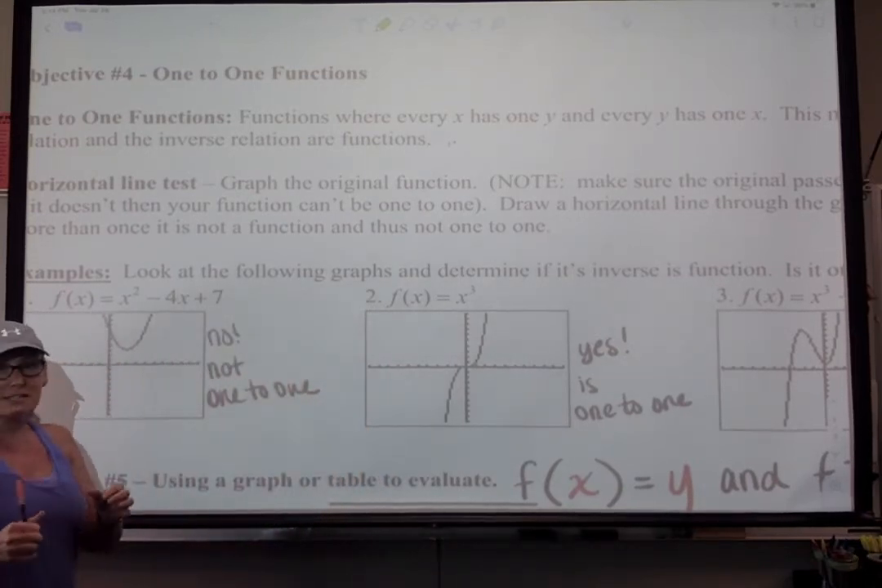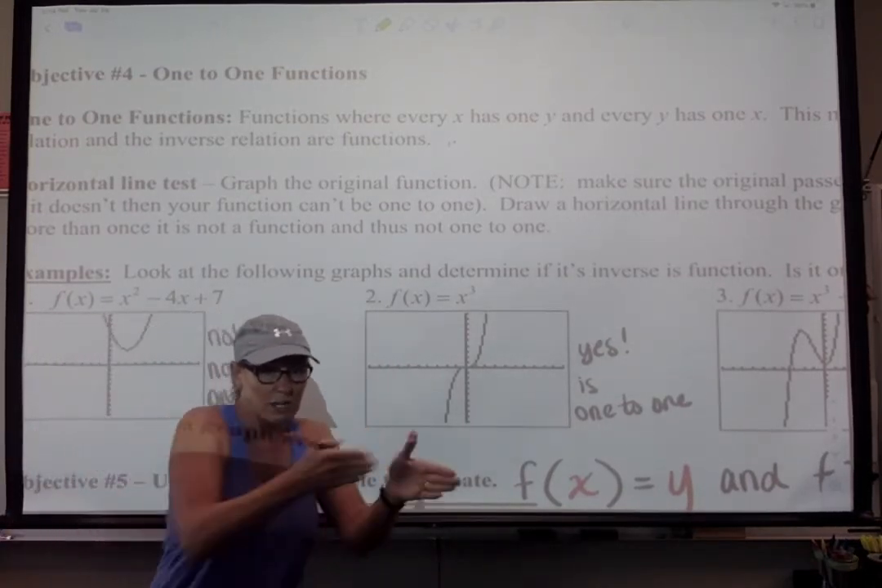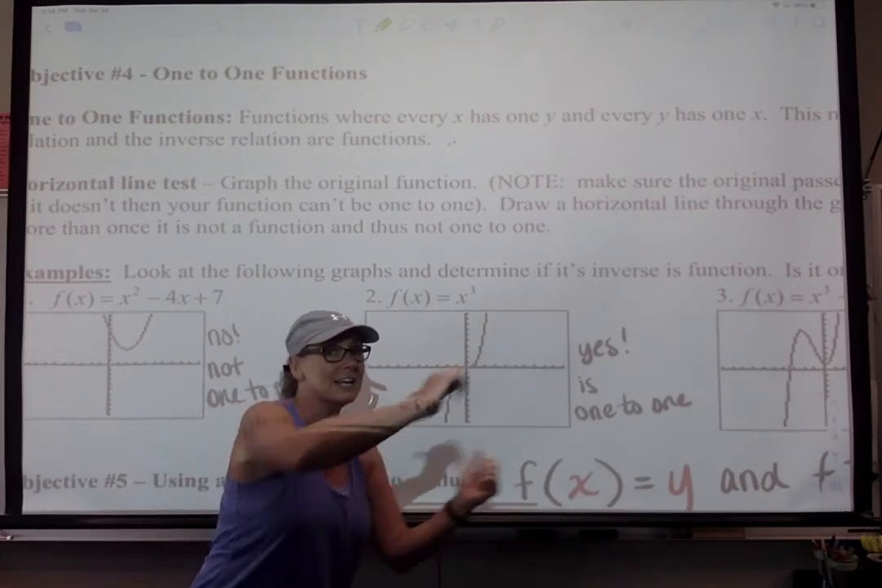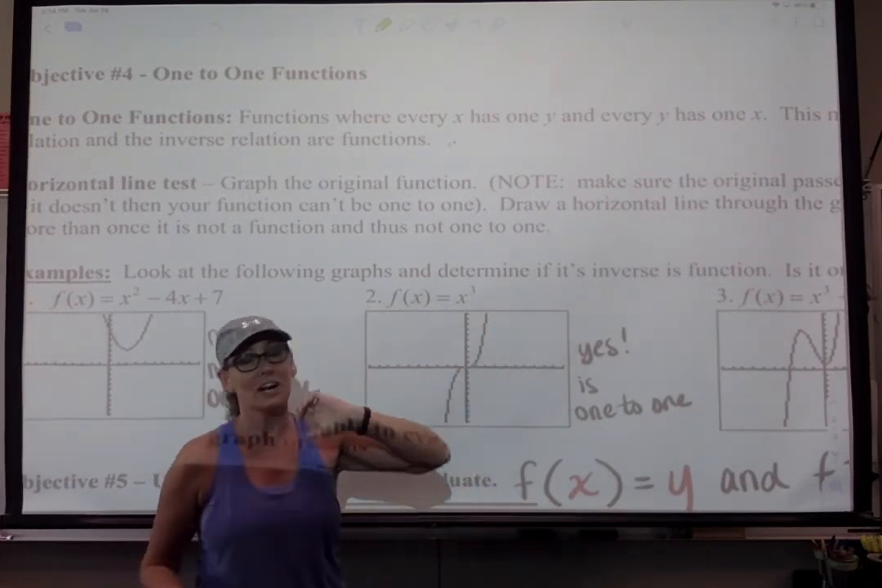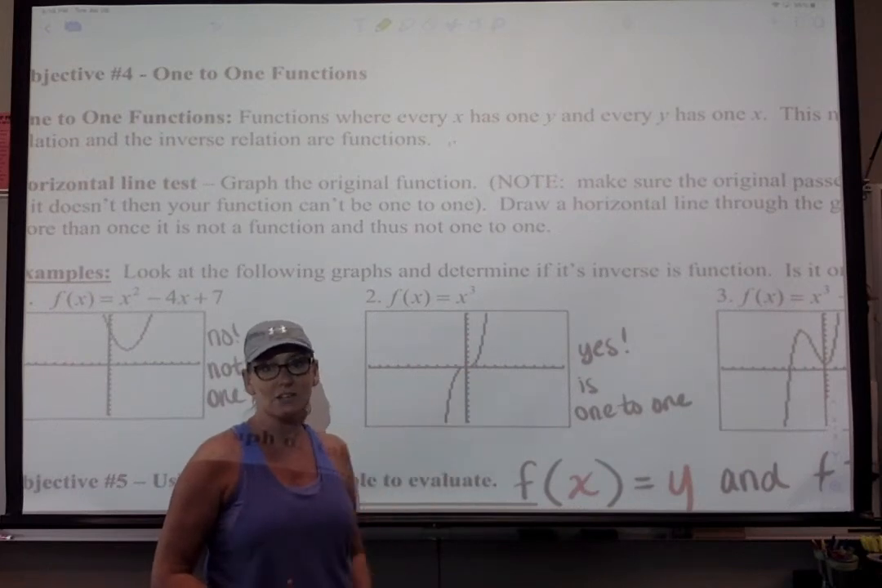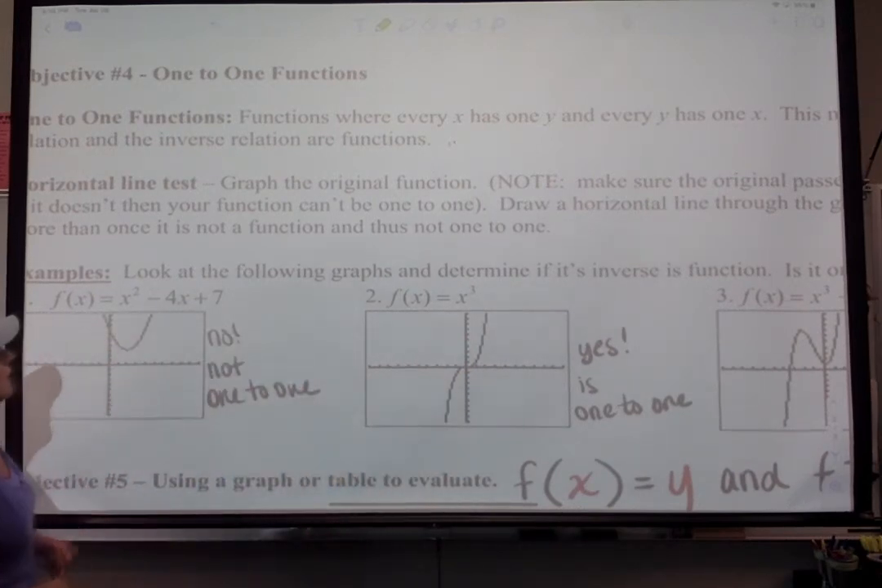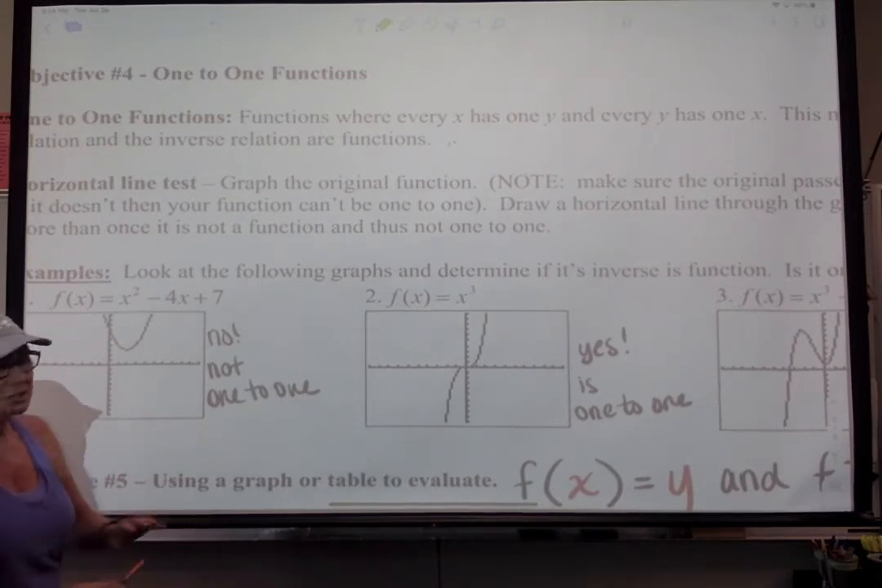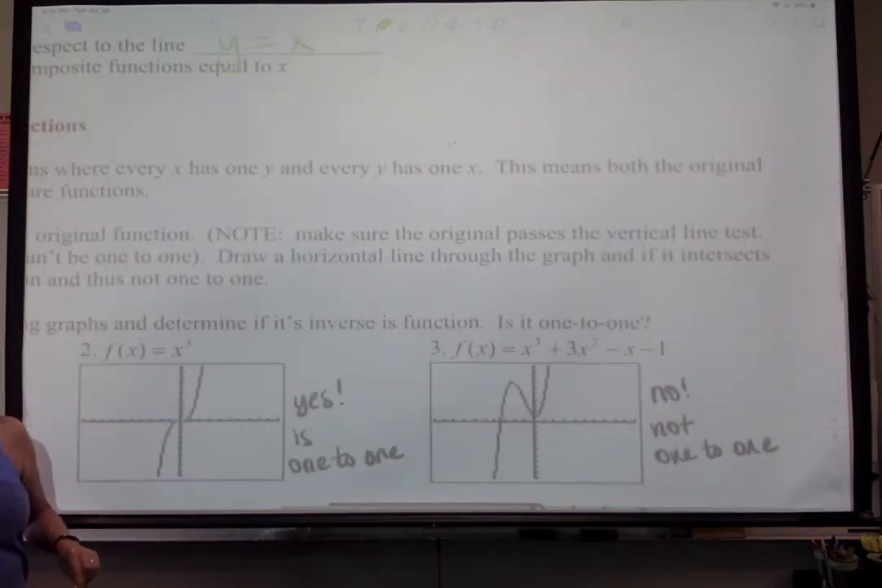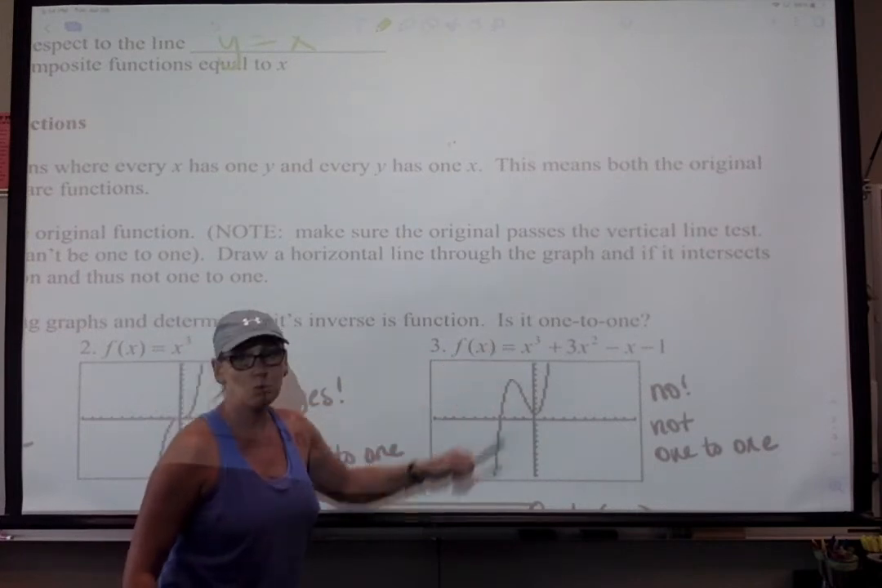So that means one-to-one. One arrow leading away from the x's, one arrow leading away from the y's, if I looked at them as a mapping. One-to-one. So another way to say, is its inverse a function, is to ask, is it one-to-one?